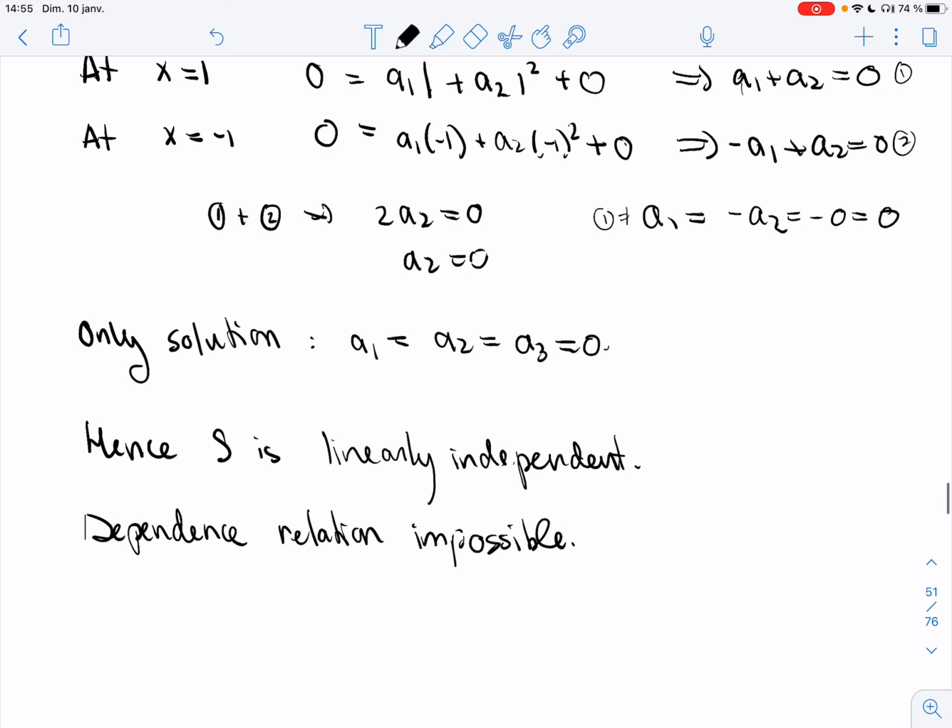All right, but it gives you an idea of how complicated functions can be, right? You have to start plugging in values of x, and it needs to be true for all x.